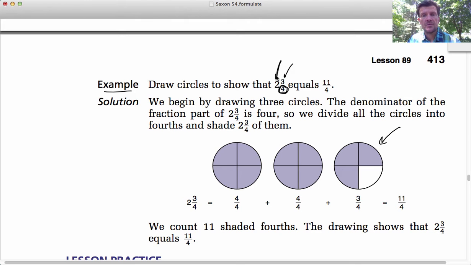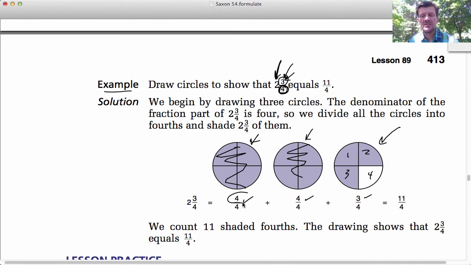So you have 2 completely shaded in circles. That's this one and this one. And then you have 3 of the fourths shaded in. So all 3 circles are divided into quarters, into fourths. The first 2 are completely shaded in. And the third one, you have 1, 2, 3 of the fourths shaded in. This fourth one is left empty, and that's why you only have 3/4 as your fraction part of the mixed number. Okay? So 4/4, 4/4, and 3/4.